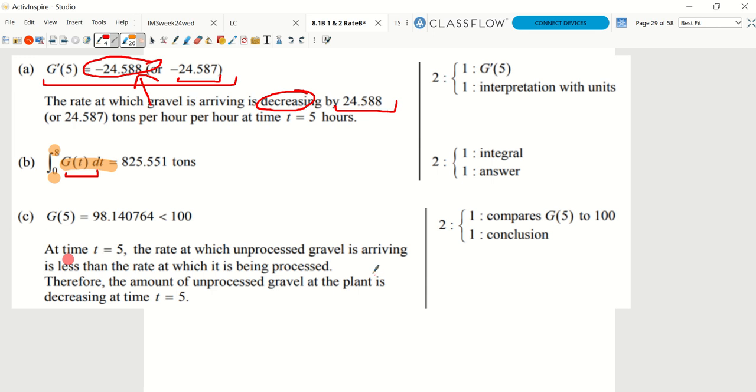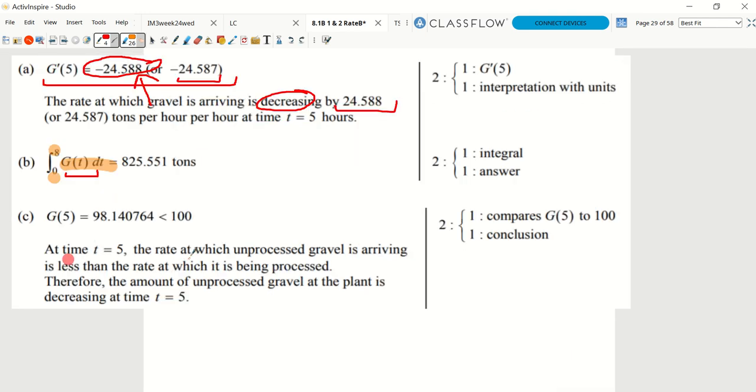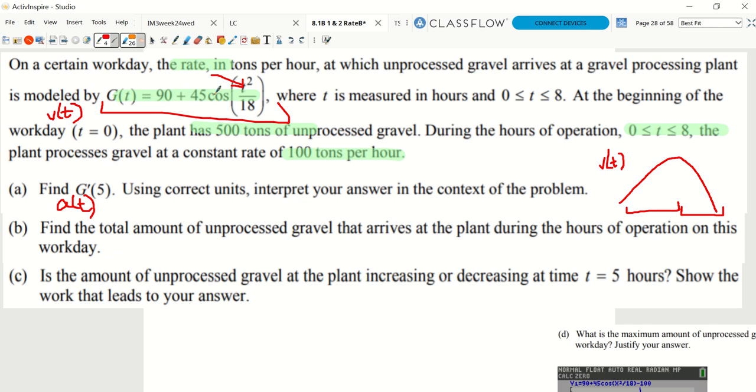C: is the amount of unprocessed gravel increasing or decreasing at 5 hours? Let's see. I'm going to plug 5 hours in here. 5 goes in there, and I get a positive number, 98.140.